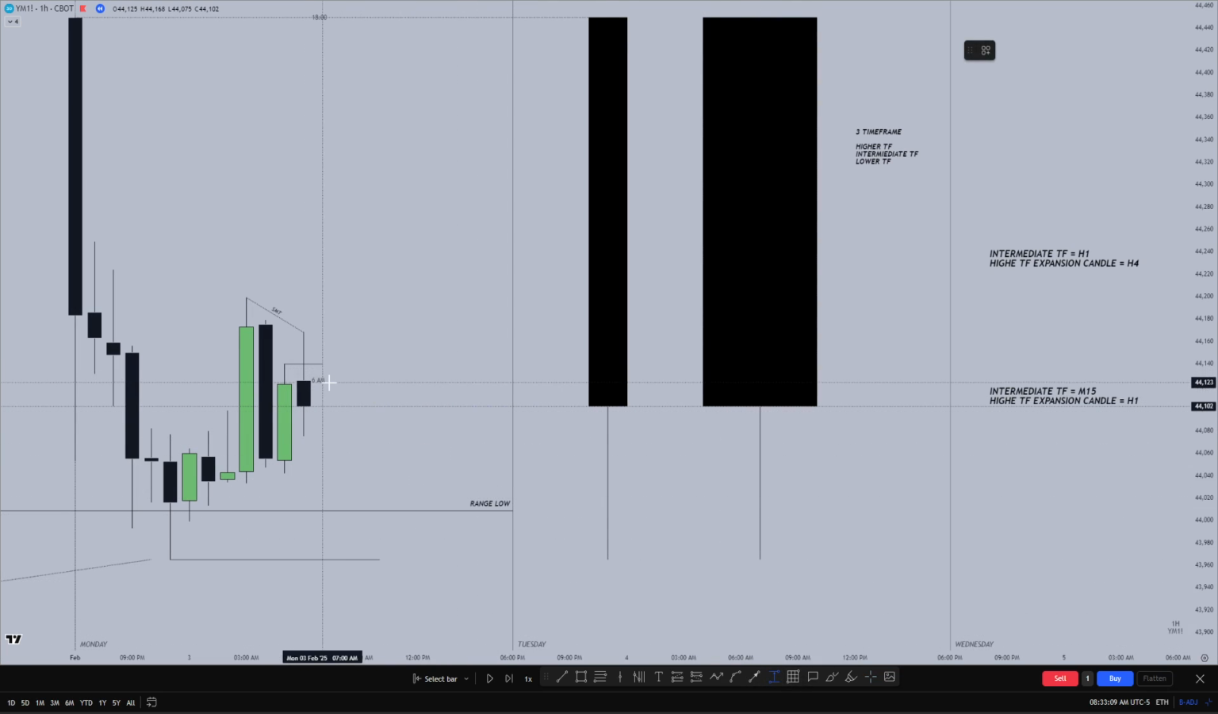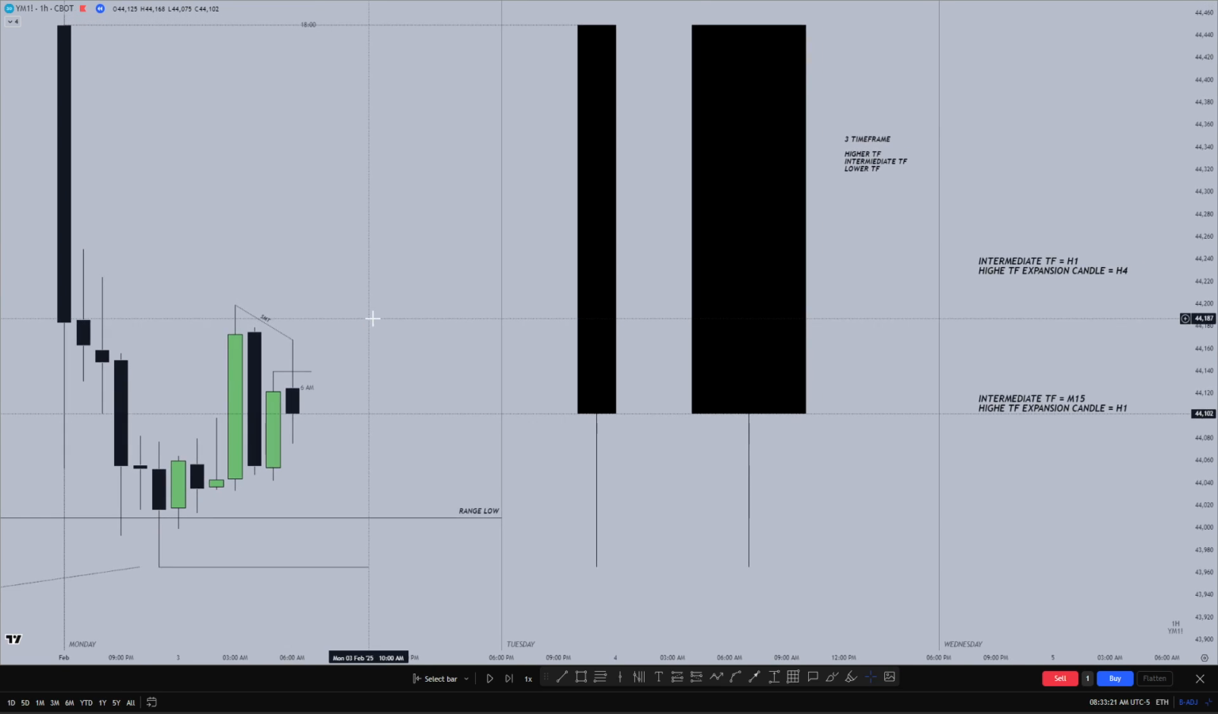To me, for an H4 candle, this is a small wick. If this would have been something like this, then I won't consider this as an H4 expansion. So H4 expansion candle spotted. 6 a.m. is an H4 candle.